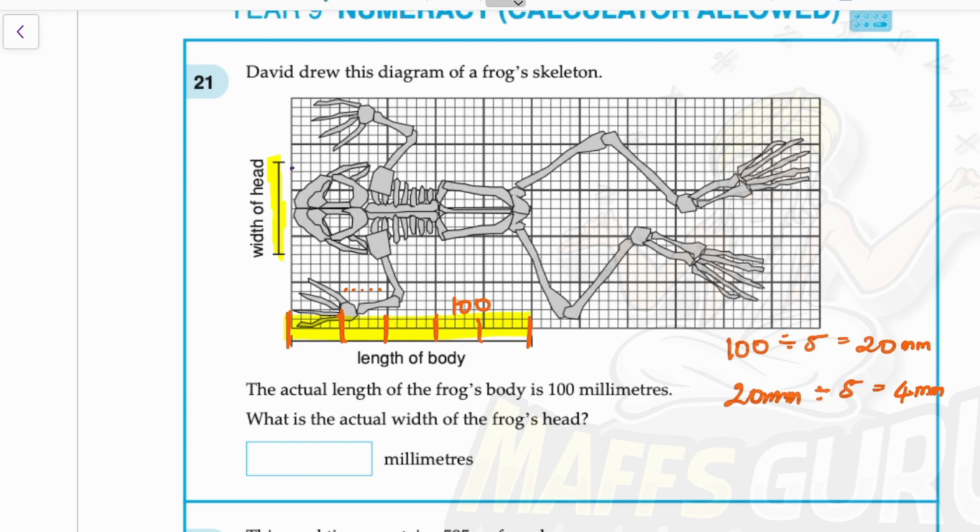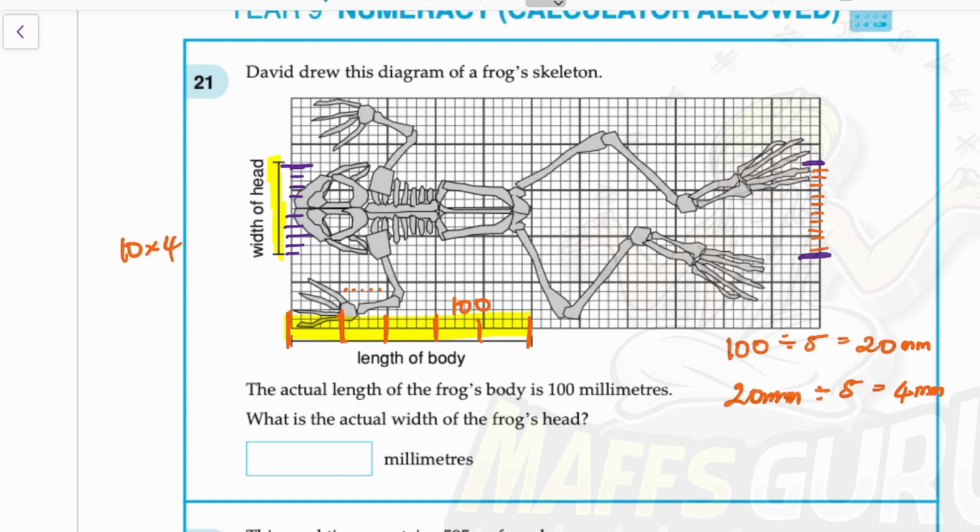So let's see if we can count that. 1, 2, 3, 4, 5, 6, 7, 8, 9. That's actually not easy. So is there an easier way of doing this? He says we can go and measure off here. And we know that's 3 squares up from the bottom here. So again, maybe it's easier to count the squares now. 1, 2, 3, 4, 5, 6, 7, 8, 9, 10. All right, so it's 10 squares.